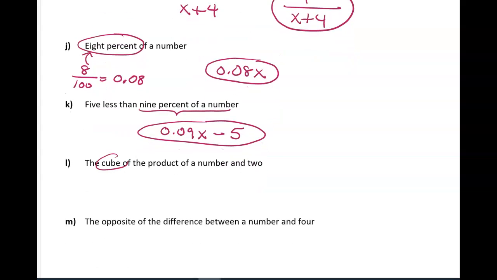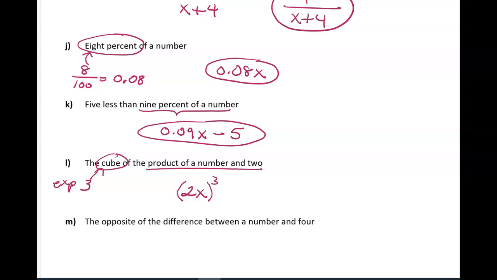In L, we have this expression cube. That means to raise something to an exponent of 3, and it's the cube of the product of a number and 2. So the product of a number and 2 is 2 times x, because product means multiply, and then we have to raise that to an exponent of 3. But we need to make sure that the product happens first, so we're going to write 2x in parentheses here first, because normally exponents would take precedence over multiplication.